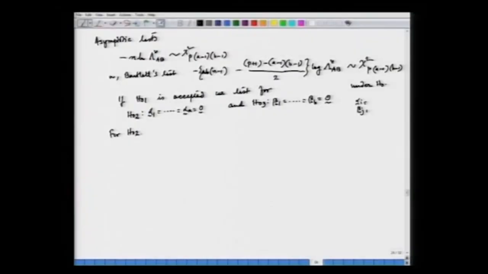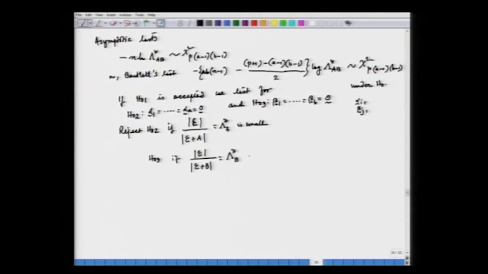So, for the first part, that is for H naught 2, we reject H naught 2 if the determinant of E, the within matrix, and now the between matrix is nothing but the A matrix, this we denote by lambda A star, is small, and reject H naught 3 if determinant of E by determinant of E plus B, that is lambda B star, is small.